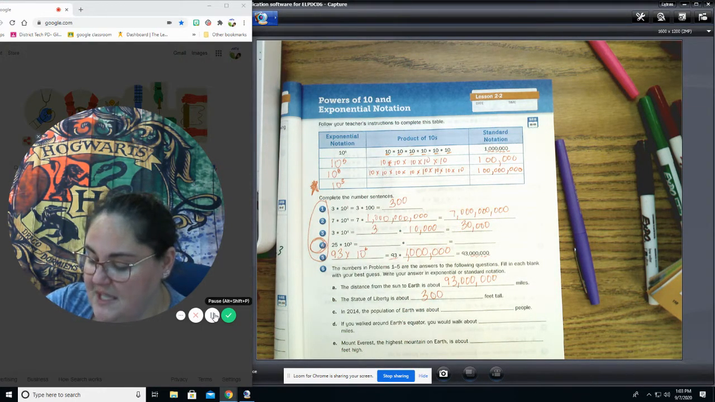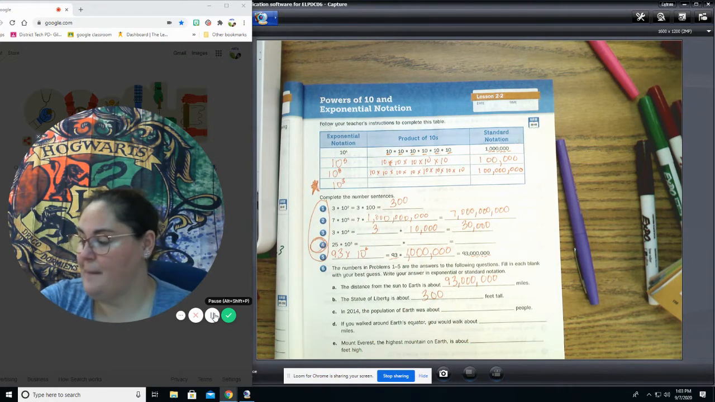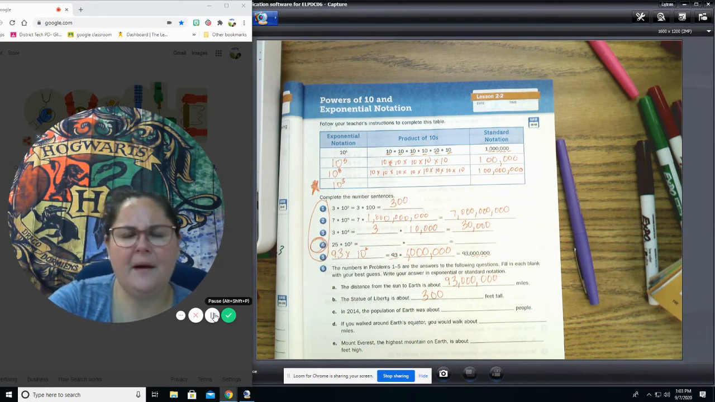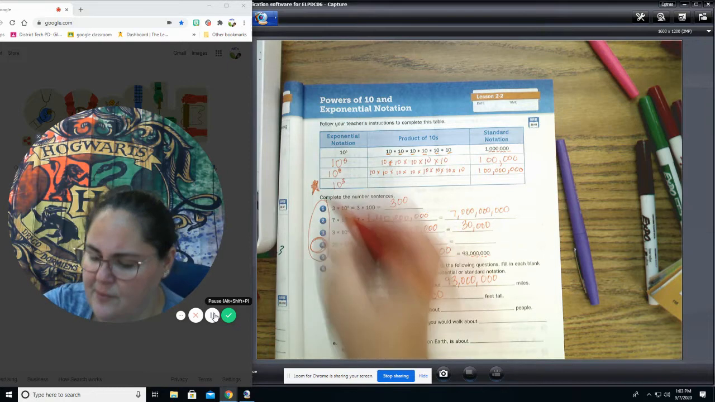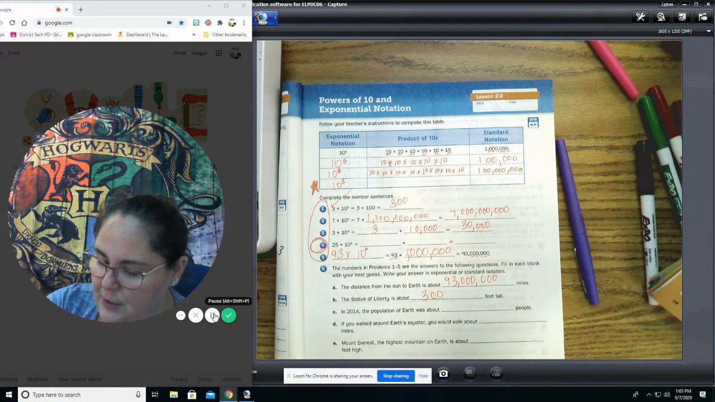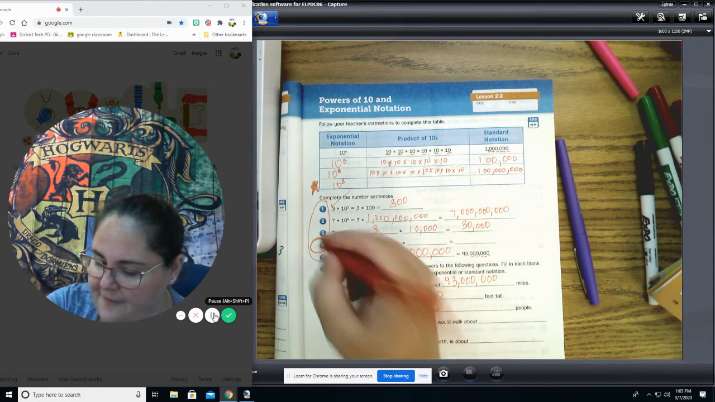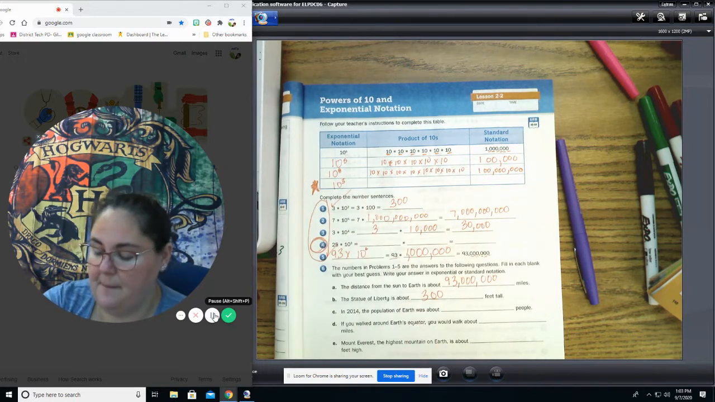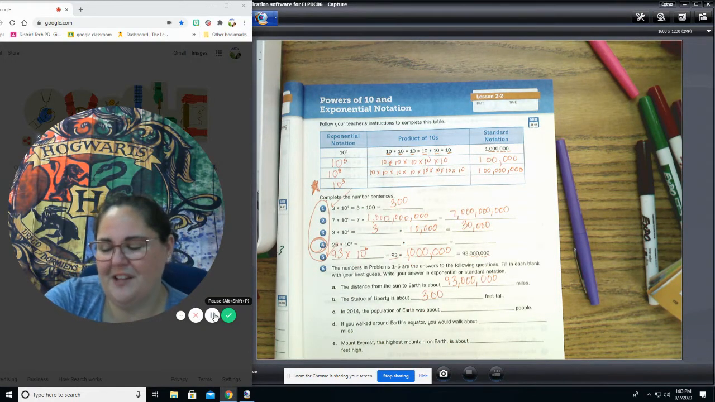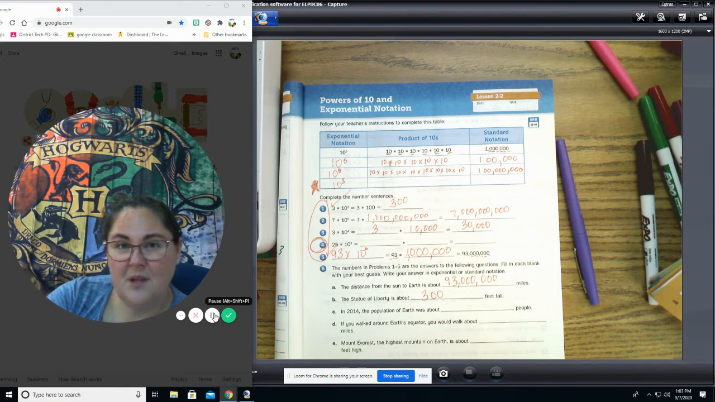In 2014, the population of Earth was about how many people? About how many people lived on Earth? We used number 1 and number 5, so we only have 3 to choose from. Does it make sense that there were only 30,000 people, 25,000 people, or 7 billion people for the whole Earth?